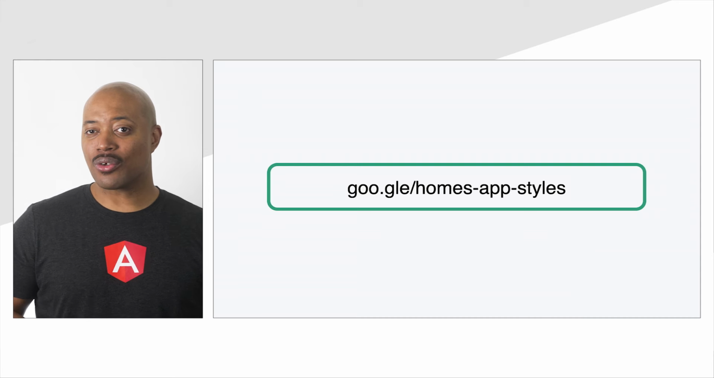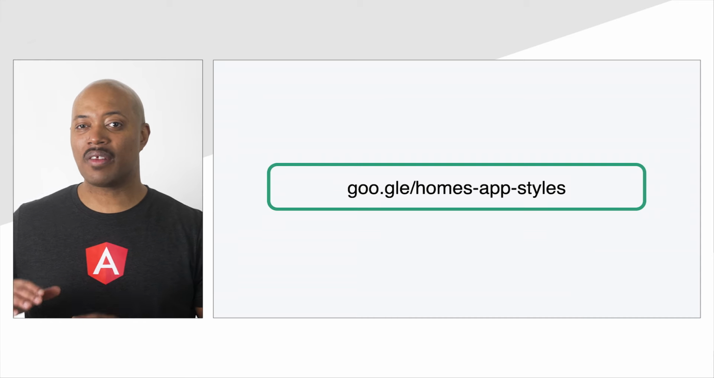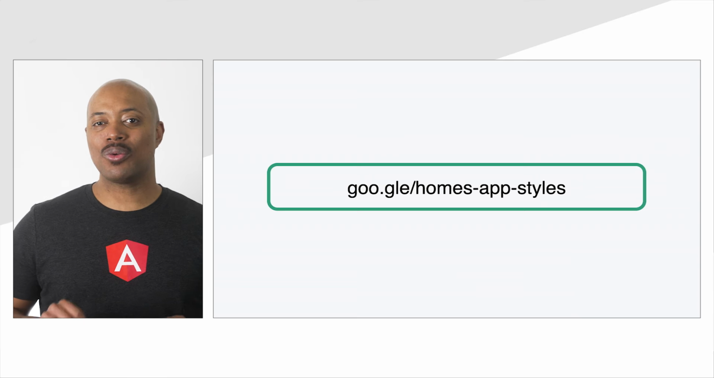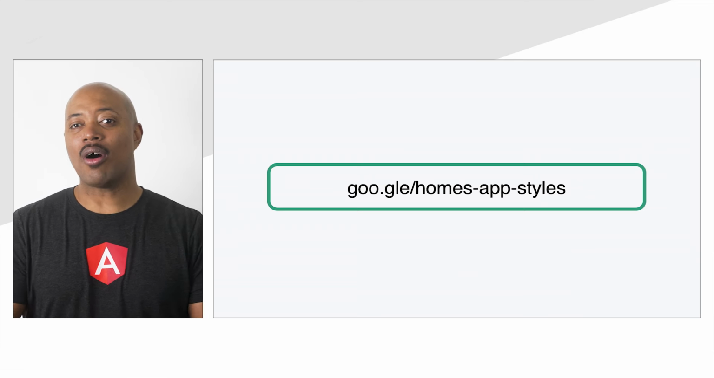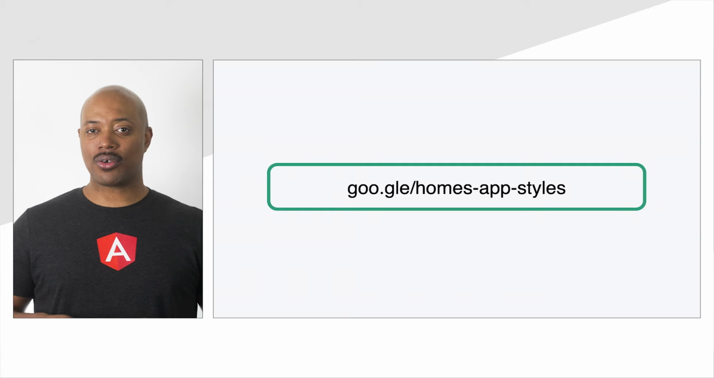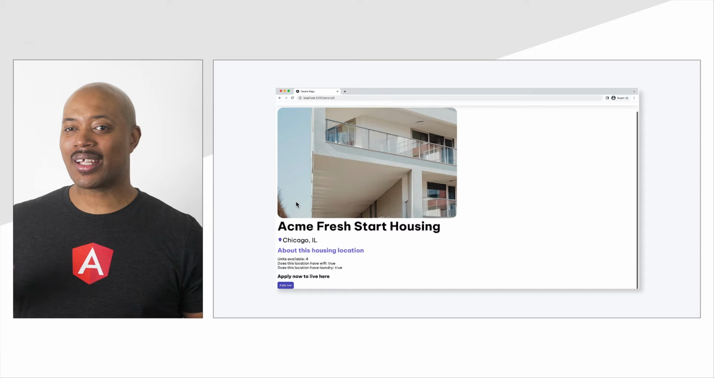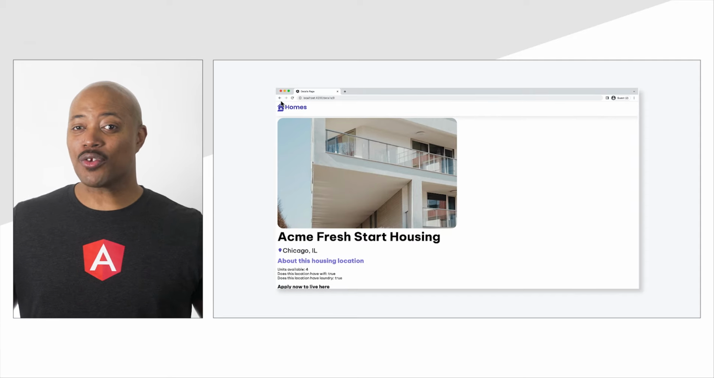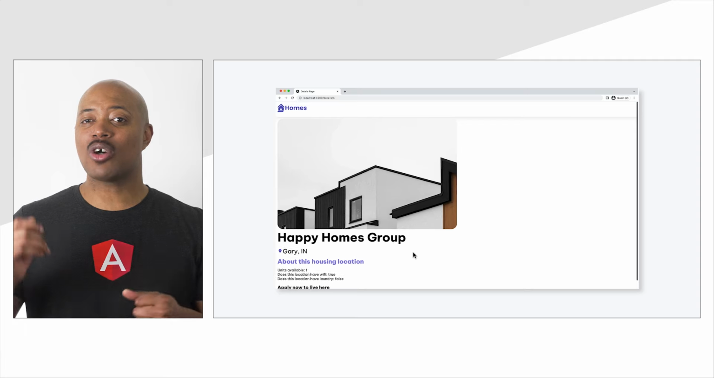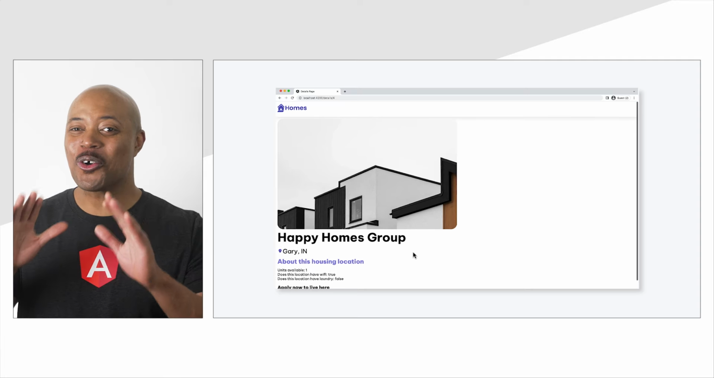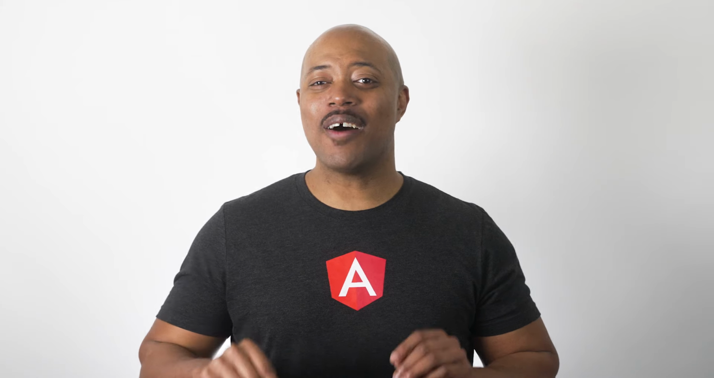As for the styles, copy the styles from the URL linked in the resources of this video and add them to details.component.css. Now save all of the code and check the browser. Our details page now displays the details of the selected housing location. And you know what's great about this? It works for all the locations because the URLs are dynamic. How cool is that?